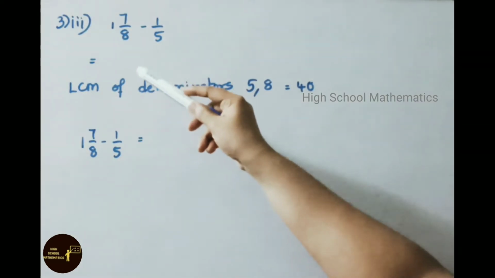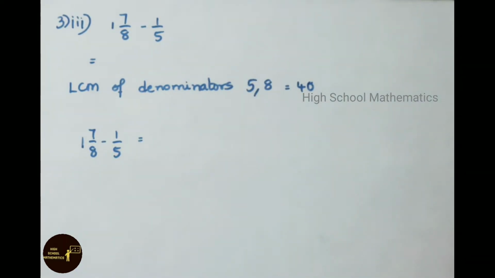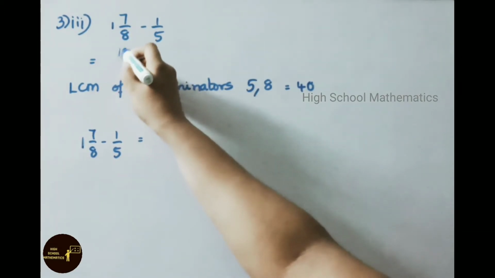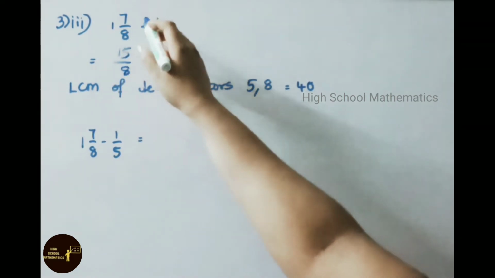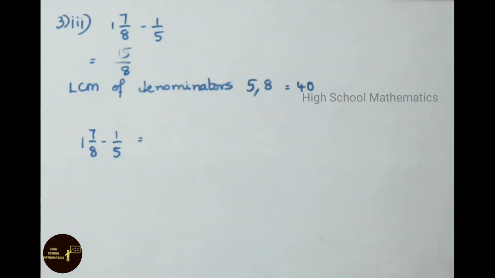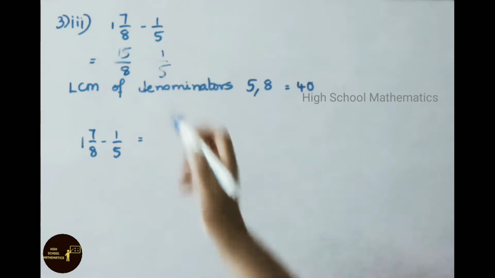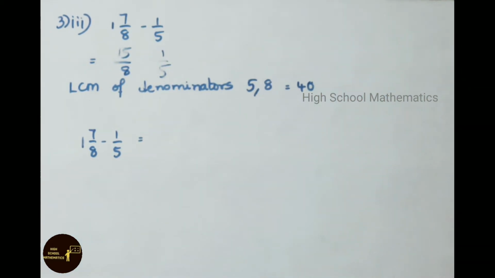Now the third question, third sum, 1 7 by 8 minus 1 by 5. It is a mixed fraction. Now let us convert the mixed fraction 1 7 by 8 to an improper fraction. 8 ones are 8, 8 plus 7 that is 15. Denominator is 8. So 1 7 by 8 we converted to the improper fraction 15 by 8, minus 1 by 5. Here both are unlike fractions. Let us find the LCM of their denominators. 5, 8. 5 and 8 are not present together in any single table. So let us multiply these two directly. 5 8s are 40. So the LCM of the given denominators is 40.